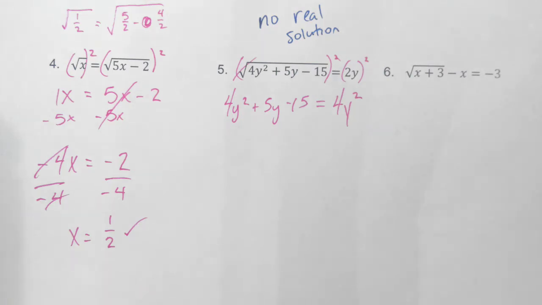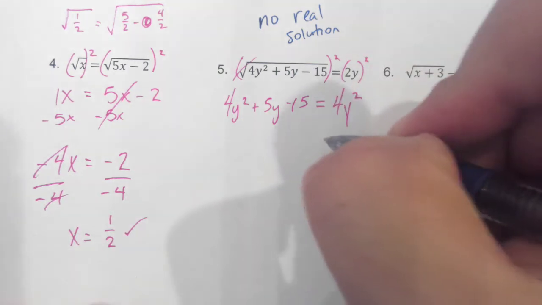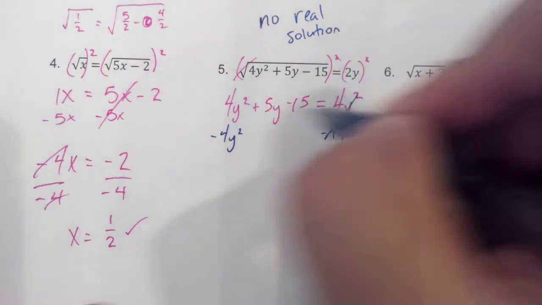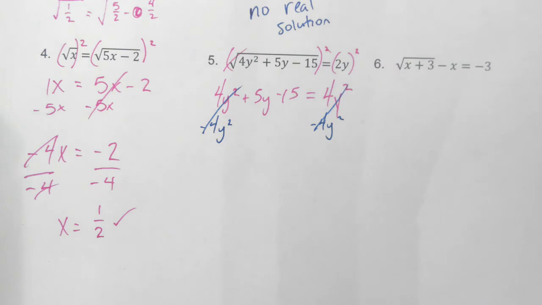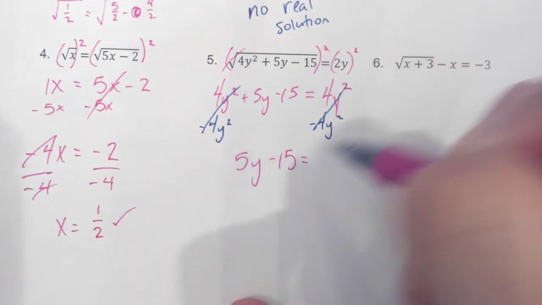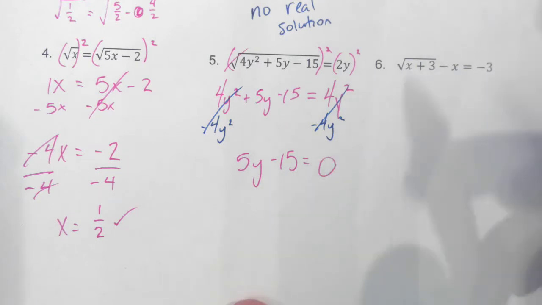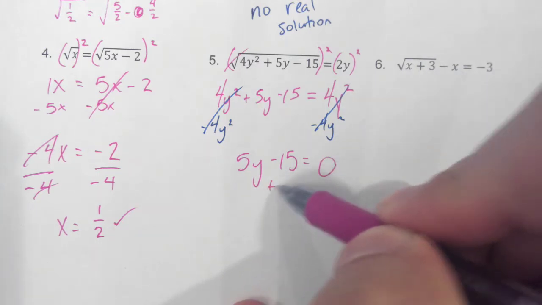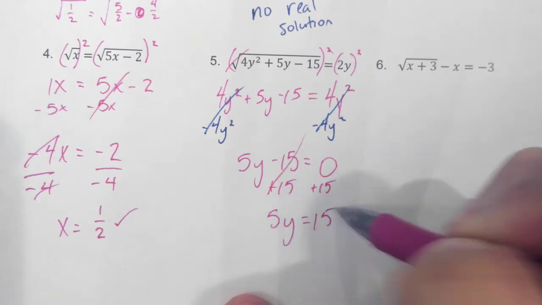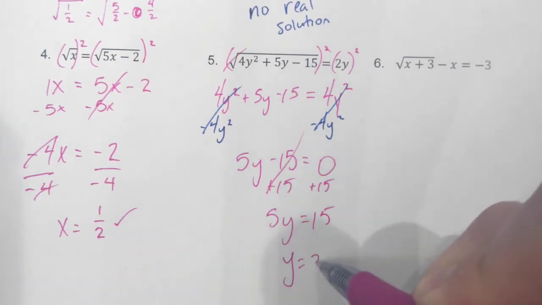And that's really convenient because when we get all of our squares to one side of the equation, we would subtract 4y squared and they would cancel both of them out. So that's going to give us 5y minus 15 equals 0 over here. So we just have to add 15 to both sides of the equation, and if 5y equals 15, we all know that y would be 3.